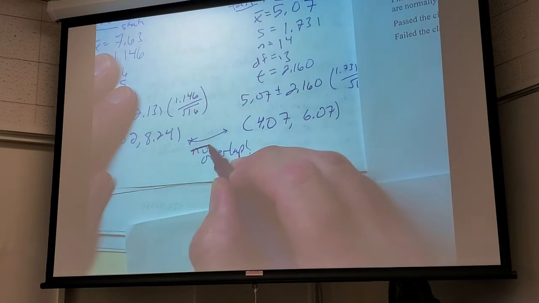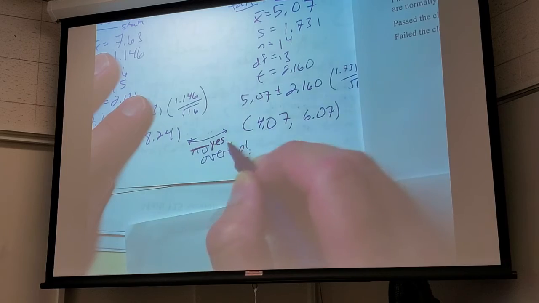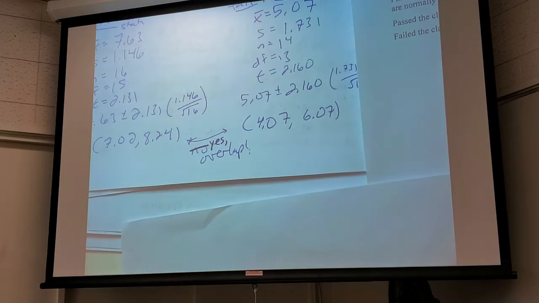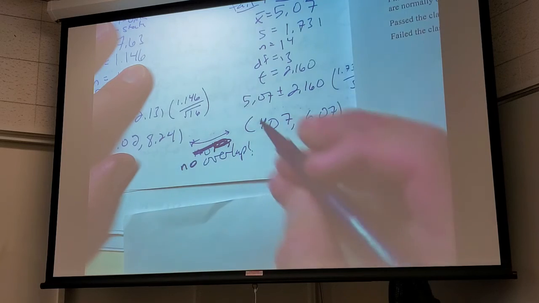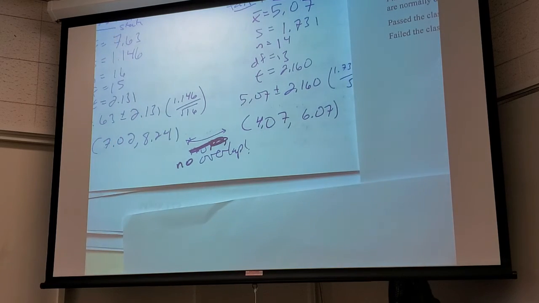I should have said yes. Yes, they overlap. No, they don't overlap. So wait, let me say this better. There's no overlap. That's fine. But what does that mean? Okay, so I'm kind of giving that away. There's no overlap between those two intervals. So what? What does that have to do with anything?